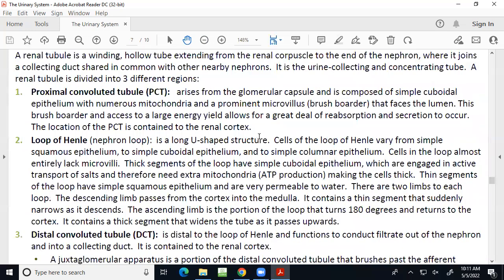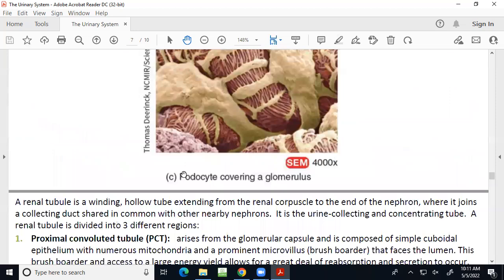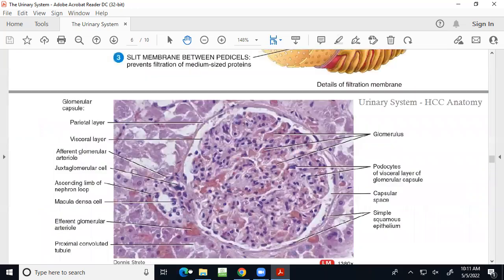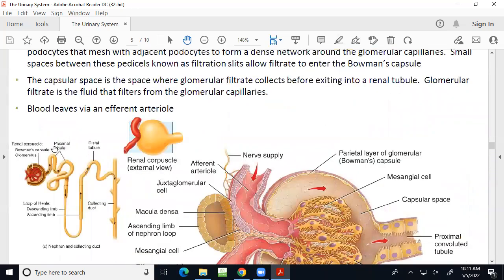So reading through renal tubules, a winding hollow tube extending from the corpuscle to the end of the nephron, where it joins the collecting duct, which is shared in common with other nearby nephrons. We can call our renal tubule the urine collecting and concentrating tube, and it is divided into 3 regions, beginning with the proximal convoluted tubule. Sometimes you'll just see it listed as the proximal tubule, which if I go back to this picture, that's how it's listed.